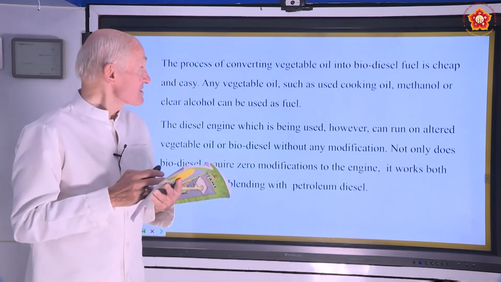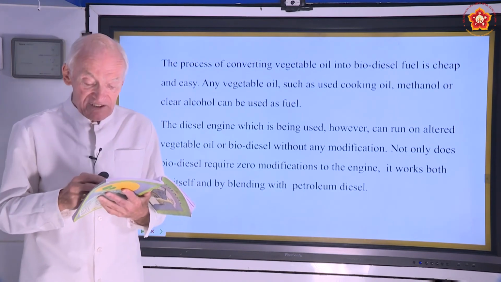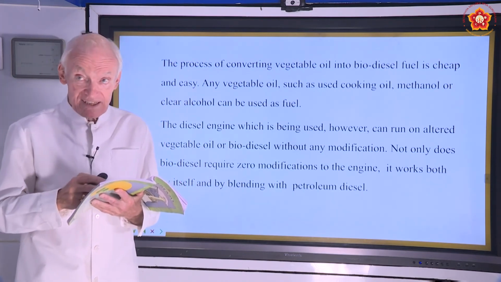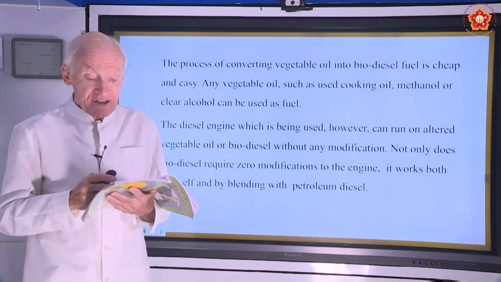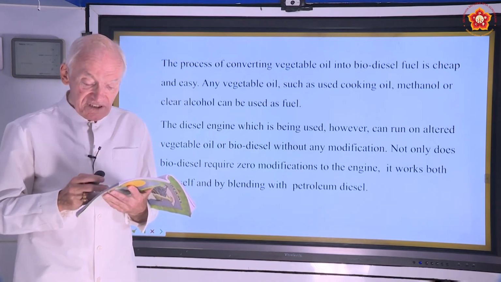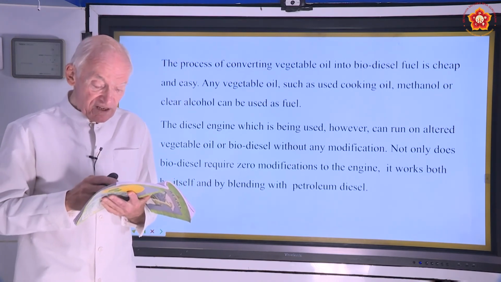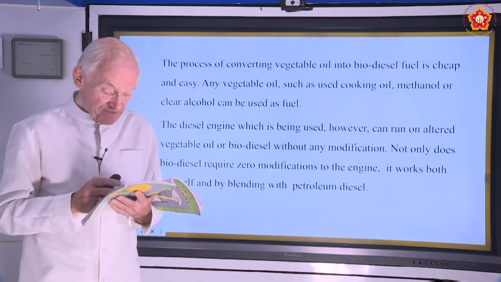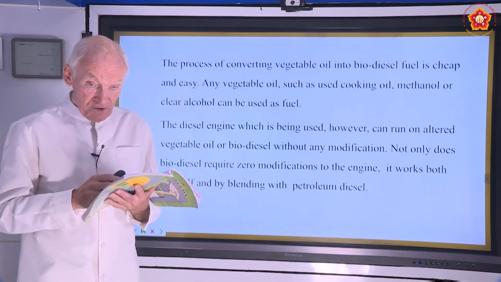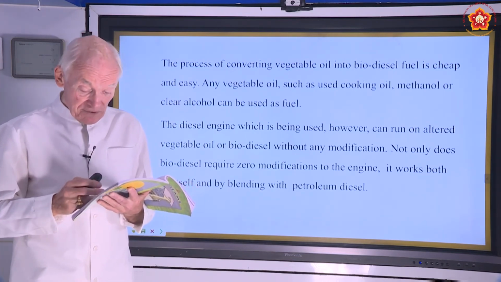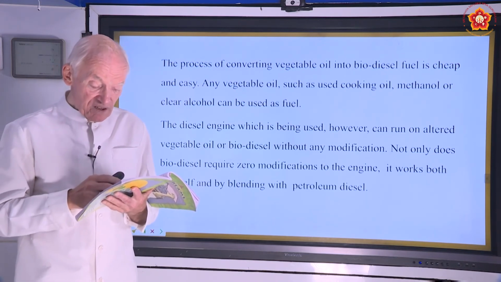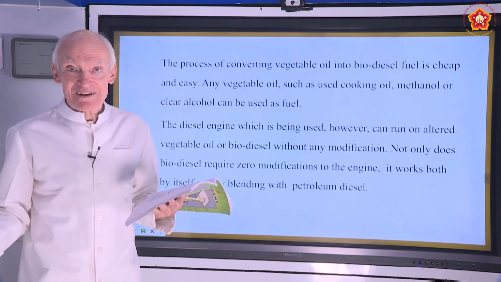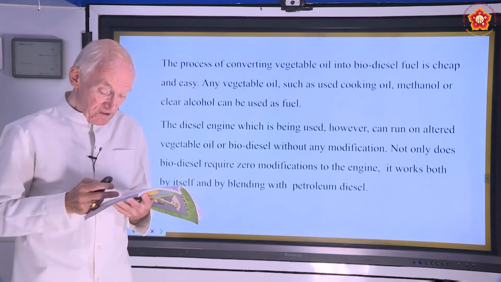The process of converting vegetable oil into diesel fuel is cheap and easy to find. Any vegetable oil, such as used cooking oil, methanol, or clear alcohol, can be used as fuel. The diesel engine being used, however, can run on altered vegetable oil or biodiesel without any modification. You just pour it in and go.